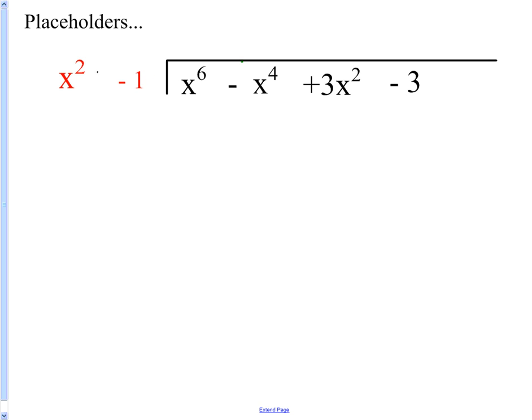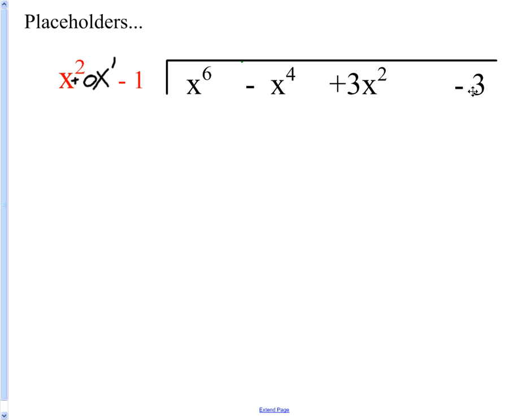And I got to have a placeholder of x to the 1 here, 0x to the 1s. And I have to have a placeholder in between this and this because there's no x to the 5ths. And I also need one between these two, and I need one between those two. So I need 3 placeholders. See if you can fill in your placeholders and try this one. It's the hardest one of all. See if you can handle that.